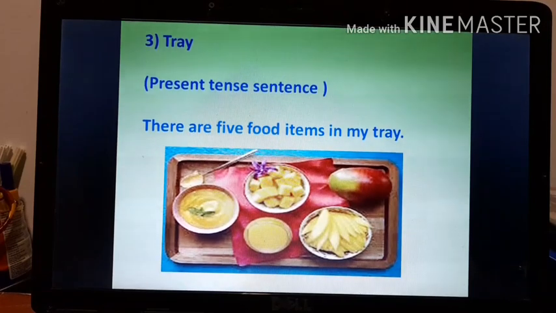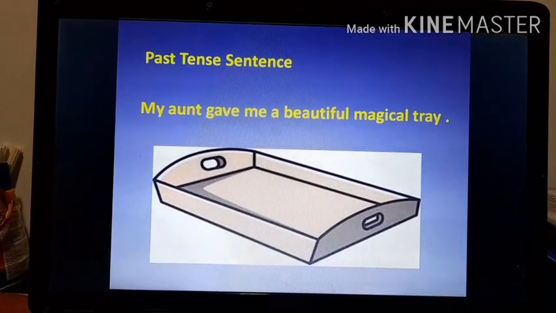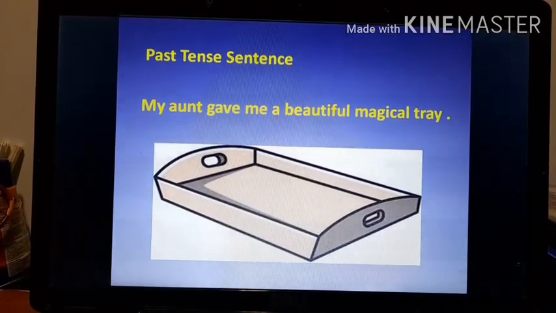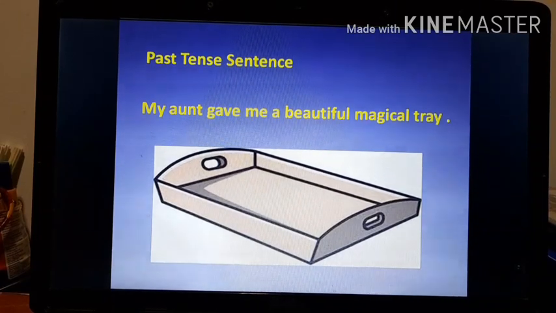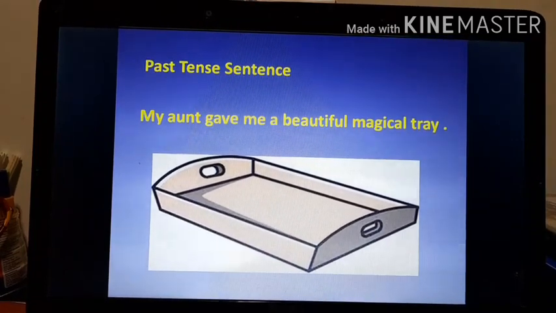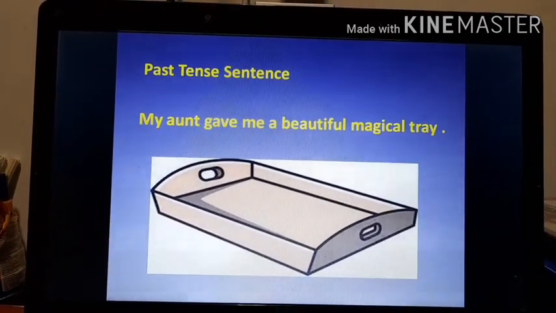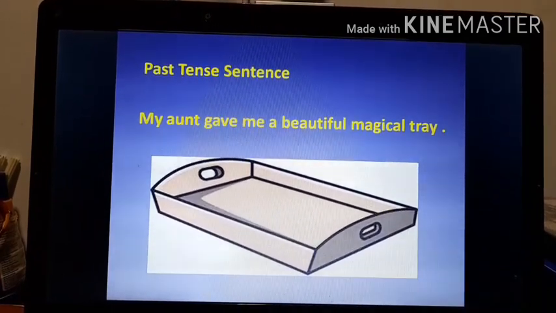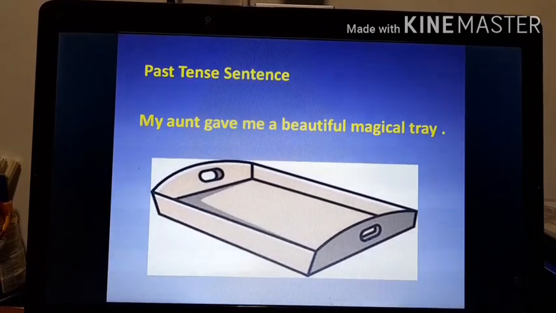Present tense sentence. Next, we are going to discuss a past tense sentence. My aunt gave me a beautiful magical tray. Here, the second form of verb, that means the past tense form of the verb give, is gave. So I can frame the sentence like, my aunt gave me a beautiful magical tray. It's a past tense sentence which I am framing here.